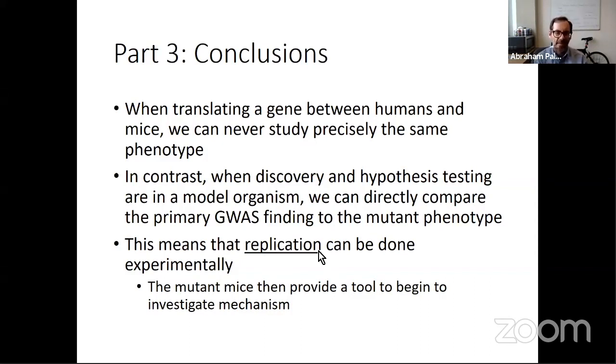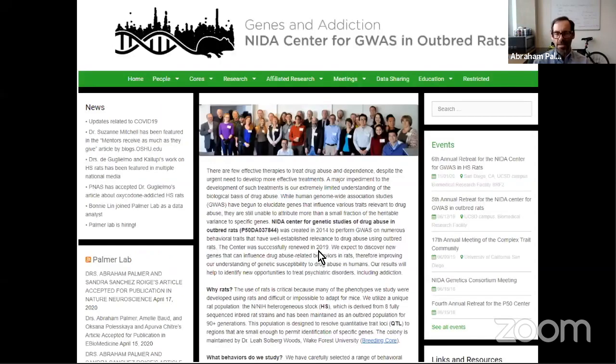So keep in mind, replication in humans typically means doing the same or a similar study in a second population. But we can now think about replication in model organisms by doing a direct experimental manipulation, which is obviously a huge advantage. And again, provides us with a reagent that we can use then to try to start understanding the underlying mechanism. I'm not going to talk about it to this audience because I think there's a limited number of people that would be interested.